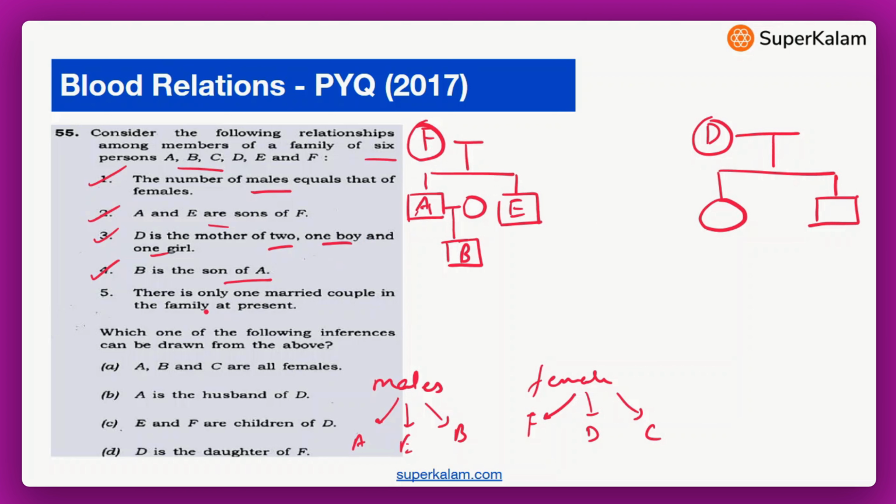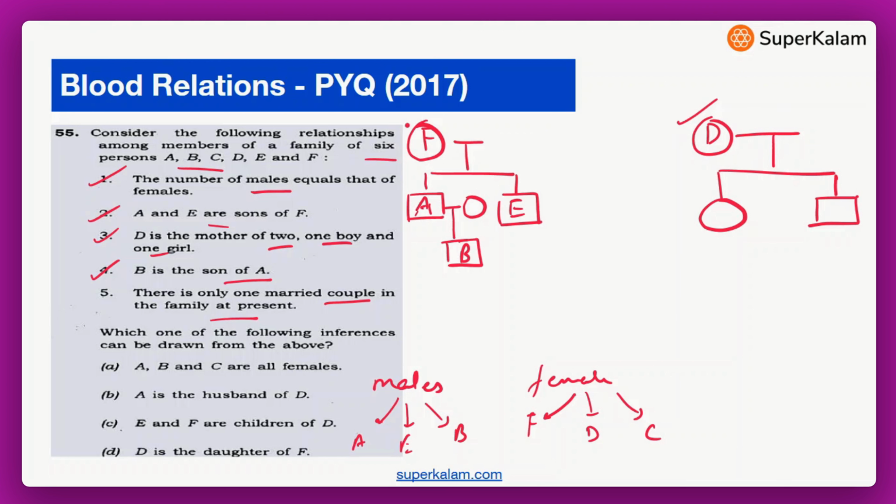There is only one married couple in the family at present. So, first of all, we have two couples in the first tree: F is married to someone and A is married to someone. In the second tree, D is married to someone. Now, if there is only one couple, then D has to marry one of them. But D is a female, so D cannot be married to F.